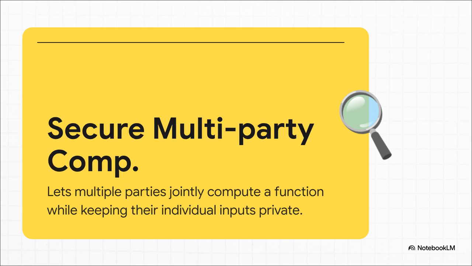So what happens when you need to team up with someone? That's where secure multi-party computation comes in. It lets different companies or different groups pool their data to build a smarter, more powerful AI model. But here's the kicker. They can do it without ever showing each other their private data. Everyone gets the benefit of the group's knowledge, but nobody has to reveal their secrets. It's collaboration without the risk.